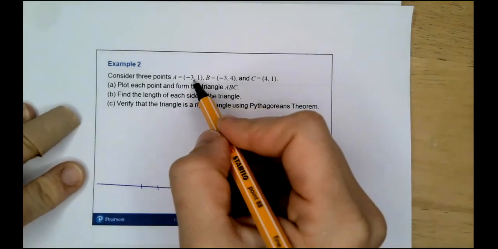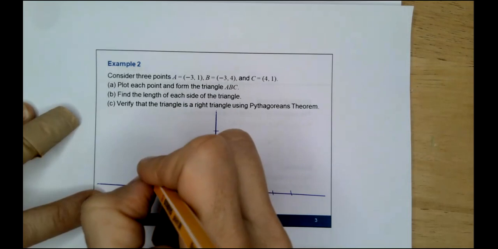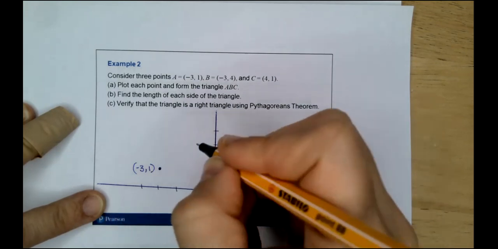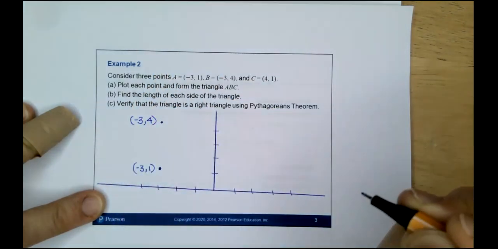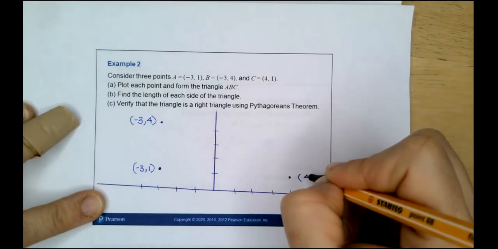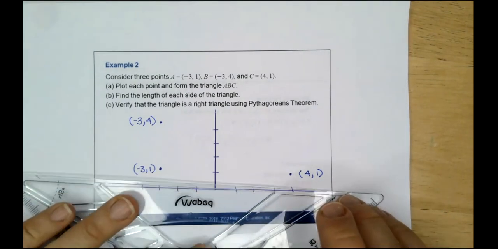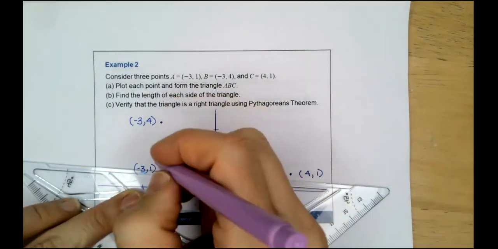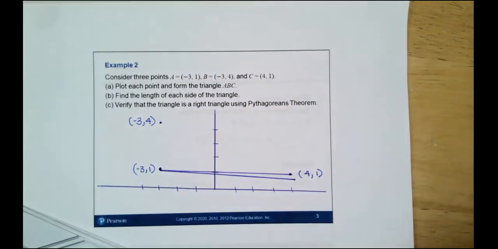So the point A is negative 3, 1. Put that there. That's A. B is negative 3, 4. That's easy. C is 4, 1. So you can look at the numbers. They are both on the line y equals 1. So that's a straight line. That's a straight horizontal line. If it's a straight line and we're doing the distance formula, you can just count it.